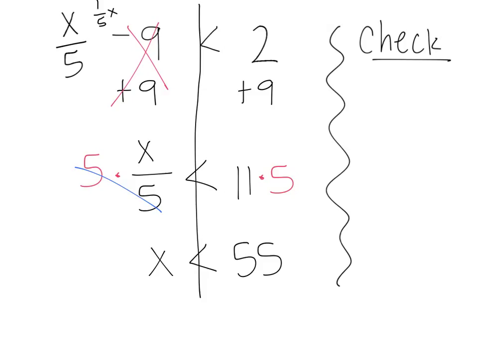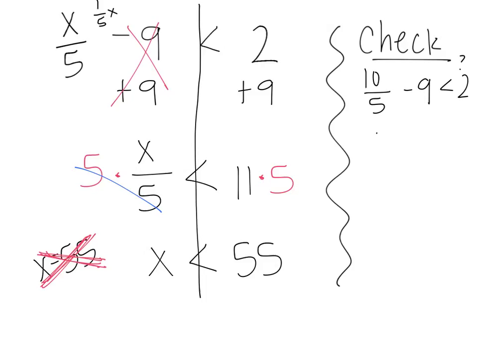So again, let me stress the difference. Had it been x equals 55, there is only one answer, and this is wrong. Remember, inequalities have many, many answers. So to check, I'm going to pick an answer that is less than 55. I like 10 because 10's easy to work with. So I'm going to have 10 divided by 5 minus 9 is less than 2. So we're going to check that out.